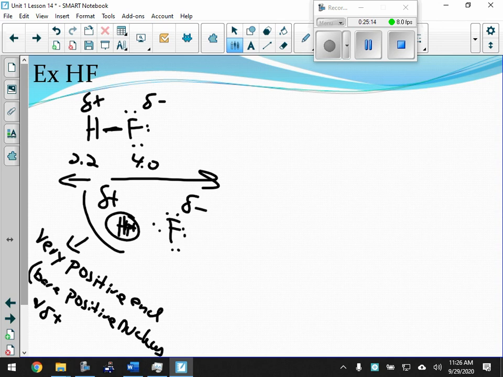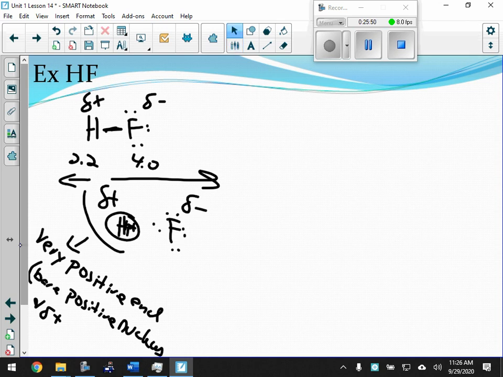Okay, I'll say that again. This is a very positive end because you have the bare positive nucleus, the positive proton in the nucleus, and you have this partial positive here as well. So you can think of it as double positive, basically very positive. And that's that end of the molecule. So very positive end, you get a bare positive nucleus and the partial positive end there. Okay, copy this down. Don't be shy.